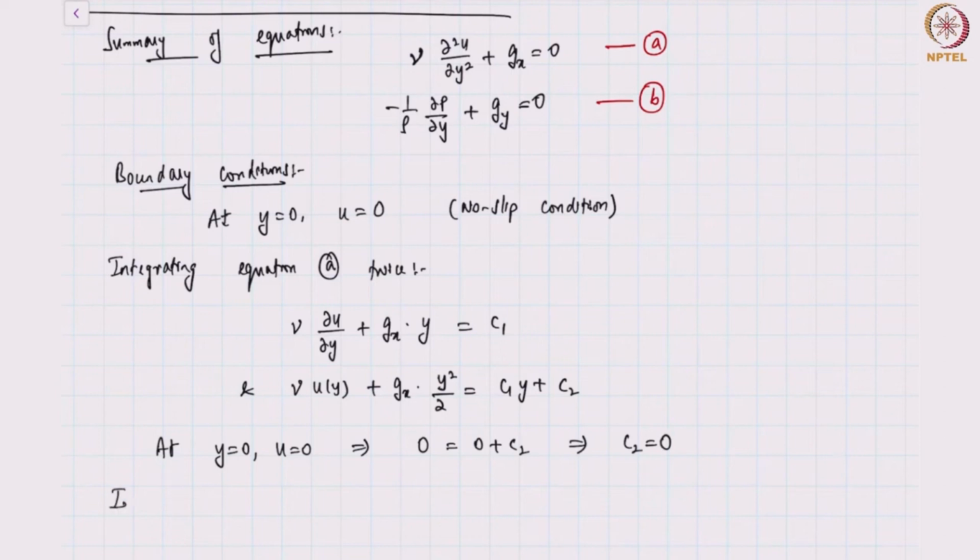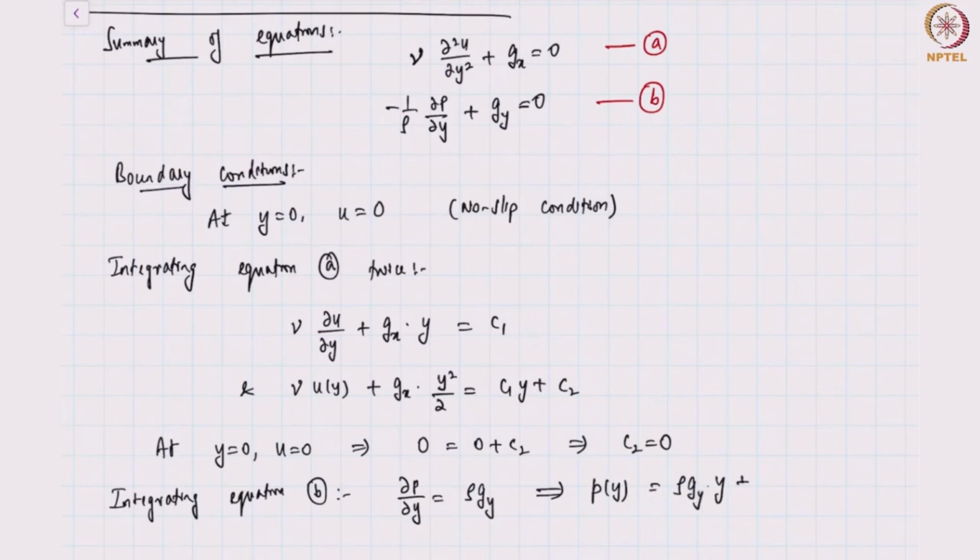Now I can do the same thing for integrating equation B. What do I have when I integrate equation B? I can rewrite this equation B as del P by del Y is rho times gy, and if I integrate this, I get P, which is a function of y, will be rho times gy times y plus a constant, which we'll call C3.